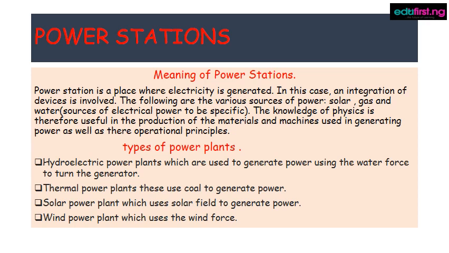The knowledge of physics is therefore useful in the production of the materials and machines used in generating power, as well as their operational principles. Types of power plants. We have hydroelectric power plants, which use water force to turn the generator. We have thermal power plants, which use coal to generate power. We also have solar power plants, which use a solar field to generate power. Now also we have what is called a wind power plant, which uses wind force.